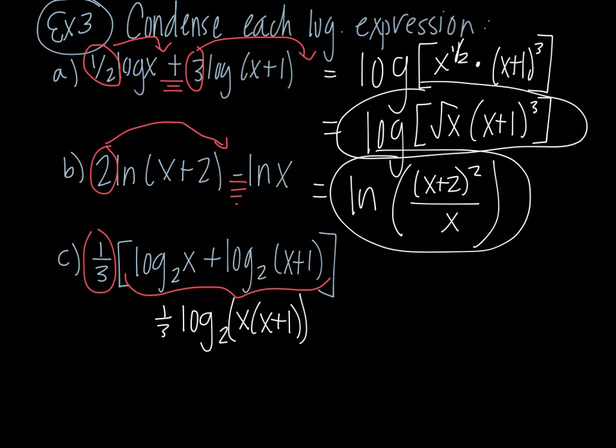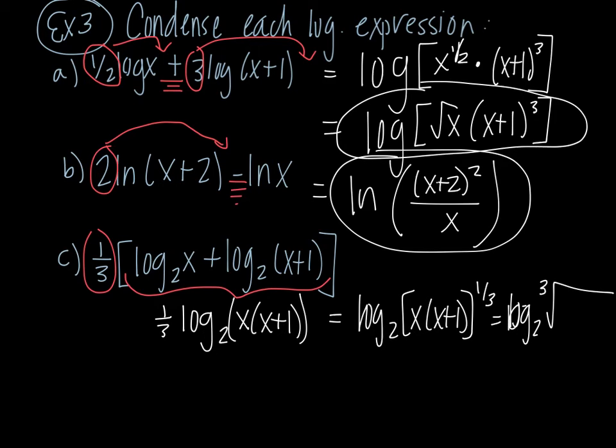Okay, so x times x plus 1 is going to be on the inside of the function, and now I'm going to take the 1/3 and move it up. So I'm going to have log base 2 of x times x plus 1 all to the 1/3 power. And then there's one more way that I could write it. I would be okay with that answer. But if I'm writing it in terms of roots, I'll have log base 2 cube root of x times x plus 1.